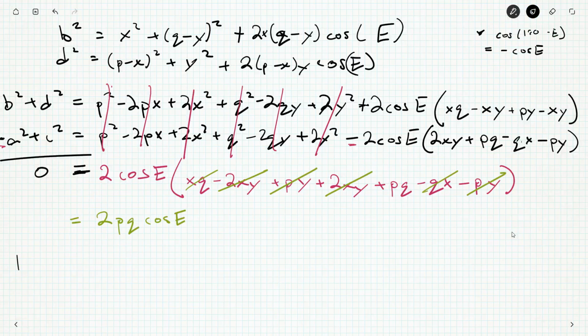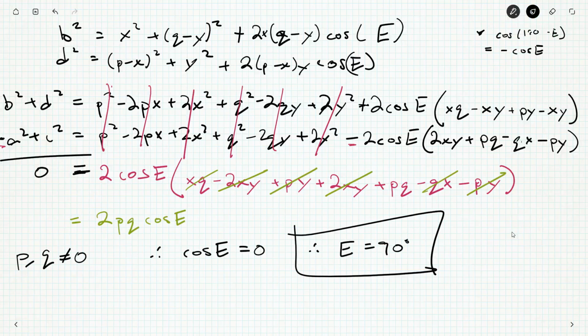But p and q aren't equal to 0, and that tells me cos of e must be equal to 0, and that tells me e must be 90 degrees. All right, and that's all we needed to show, was that the diagonals were perpendicular.